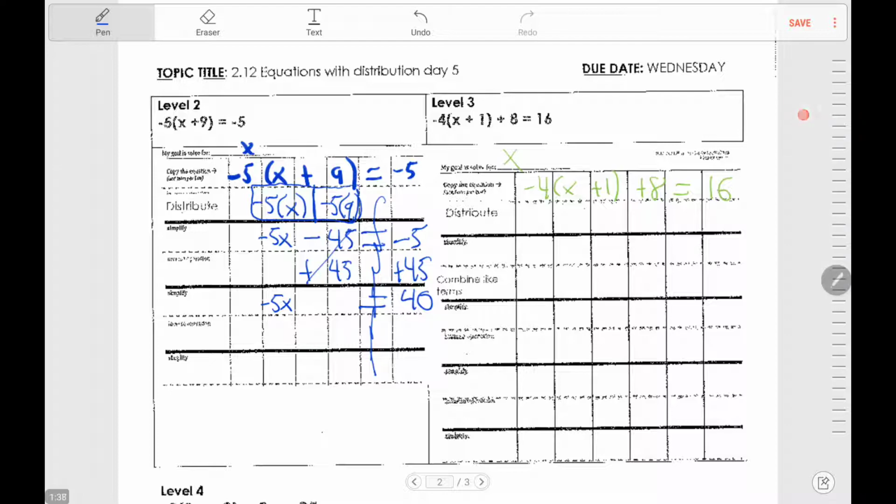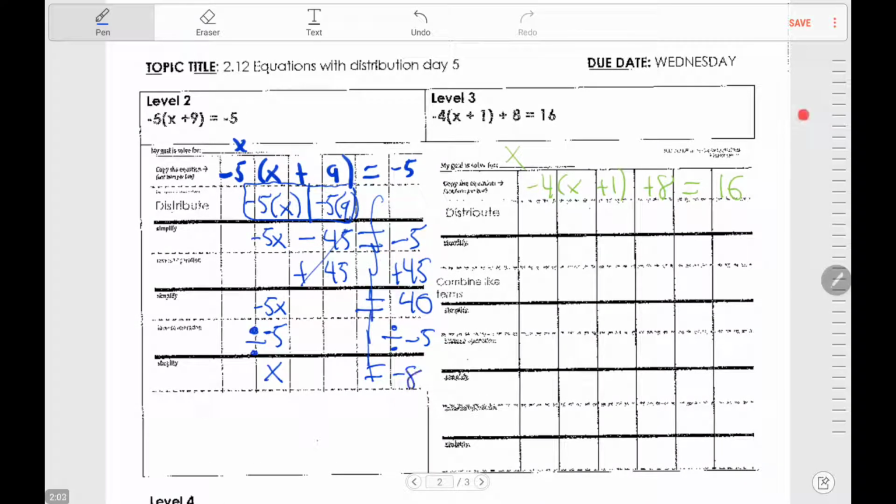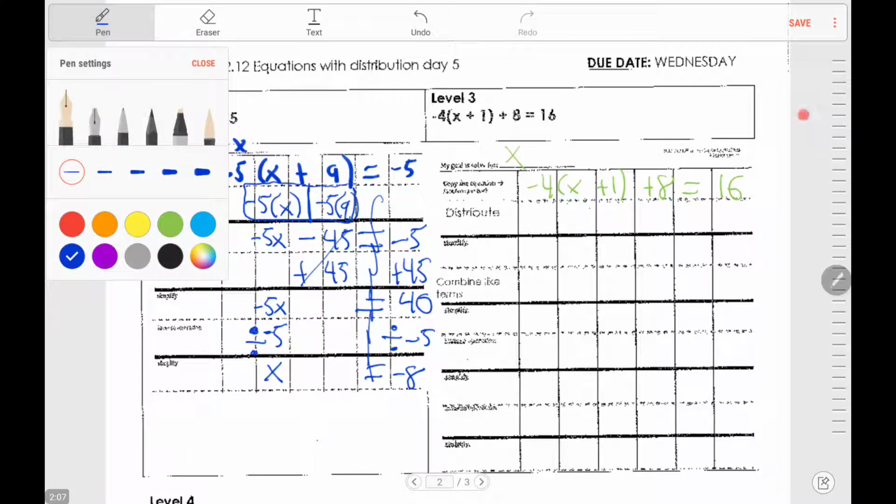And our last inverse operation, we're going to divide by -5 on both sides. So divide by -5. What are we left with? -5x divided by -5 is just x equals, what's 40 divided by -5? That is -8.